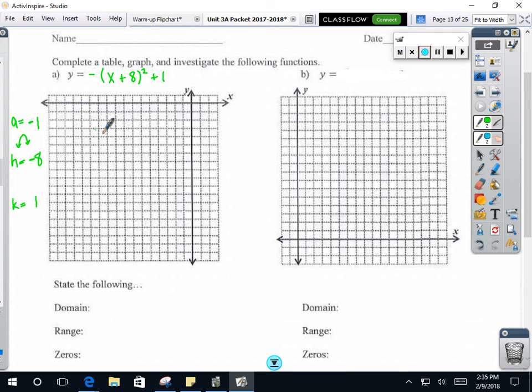The absolute value of negative 1 is 1. You have to kind of think of the negative and the 1 as separate things. They do two different things. The negative flips it. The 1 is just 1.